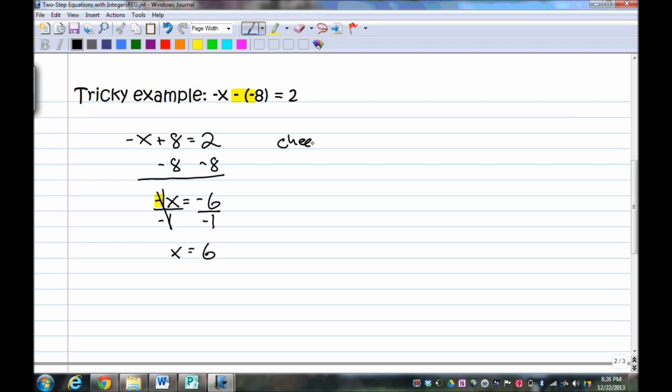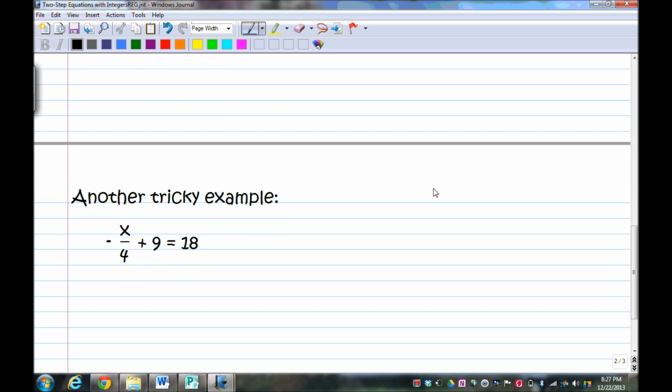For my check step, I have negative, and then x is 6, plus 8 should be equal to 2. Oh, actually, sorry, I made a mistake myself. I always say use the original equation, and I didn't do it. Sorry. Minus negative 8 should be equal to 2. This is negative 6 plus 8 equal to 2, and 2 equals 2, and it works. Let's go on to my next sample.